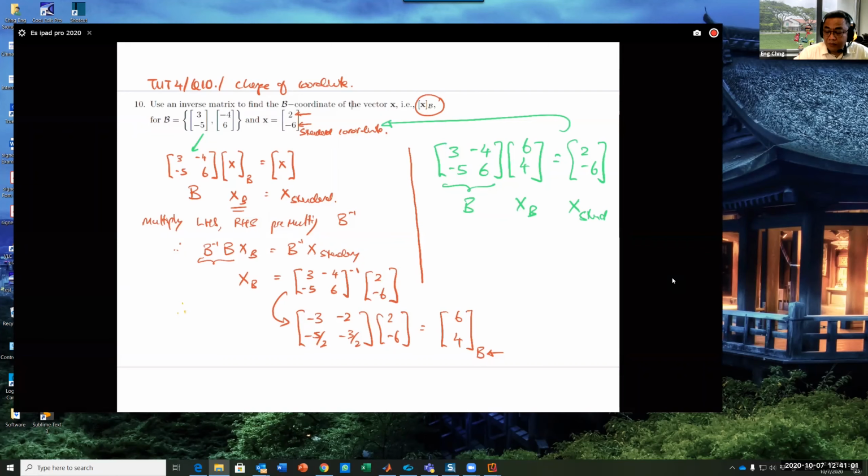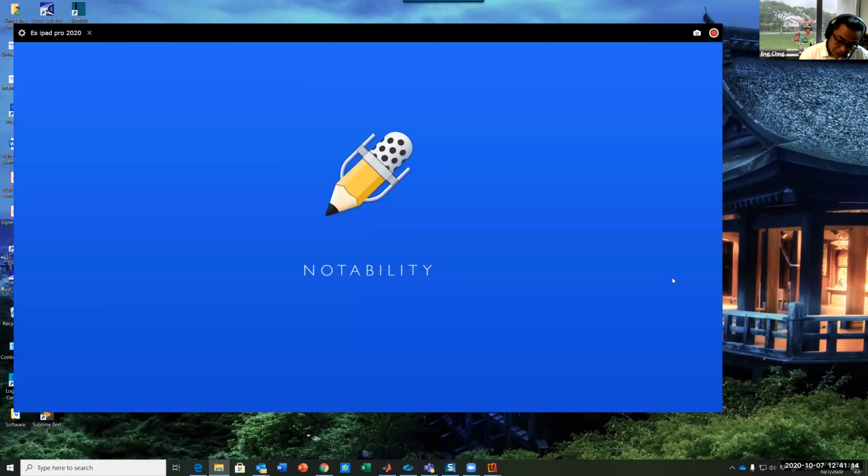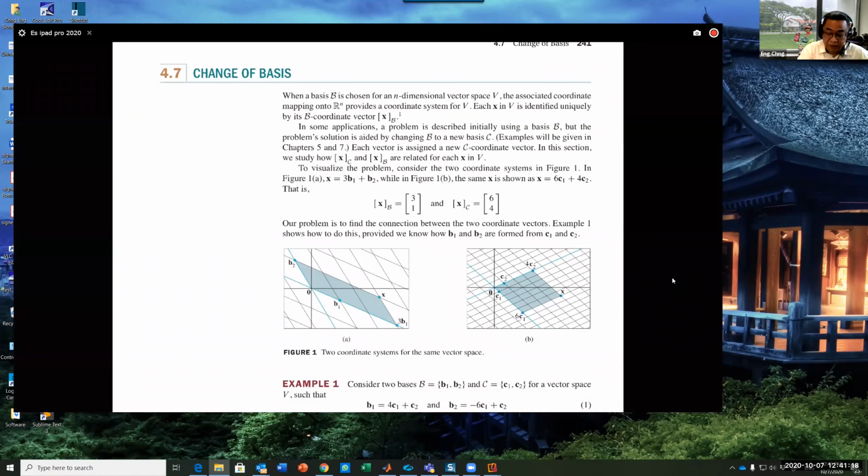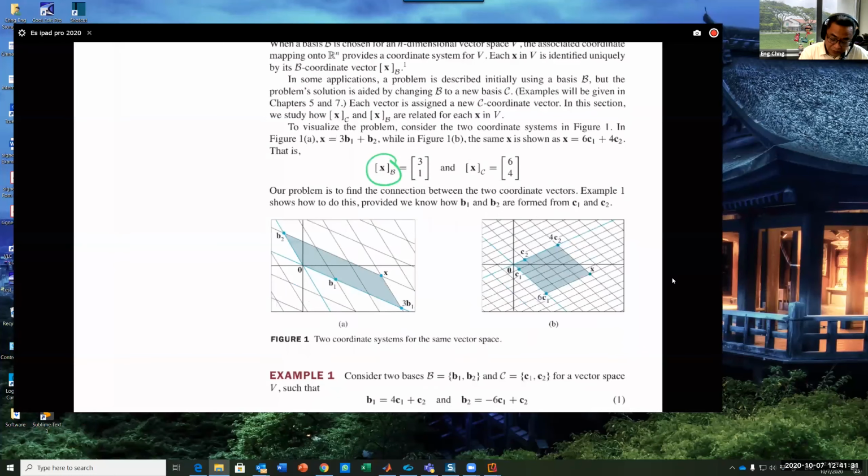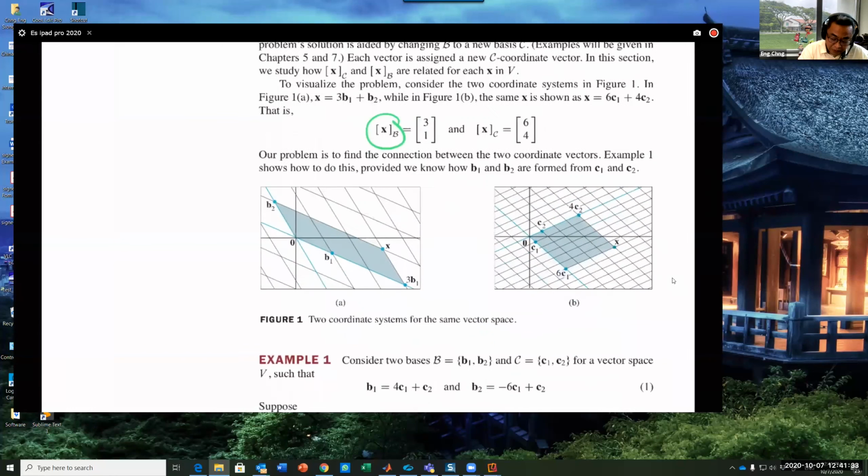Okay, now if you ever need some help, go to Lay's book on page 241, 5th edition. He does a very good job in explaining. So I'll just show you the book now. And here, this is page 241. Maybe we can have a quick discussion of change of coordinates, the idea of coordinates.